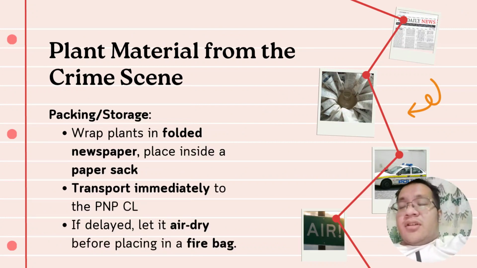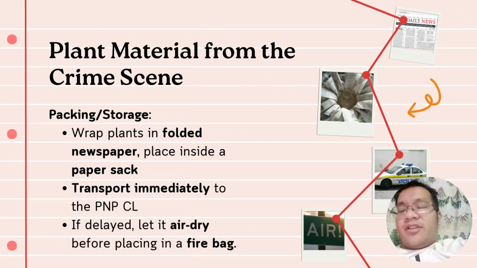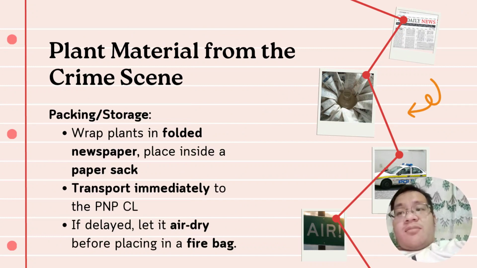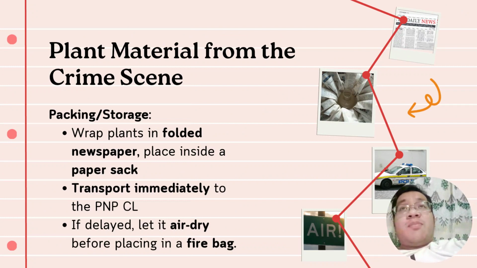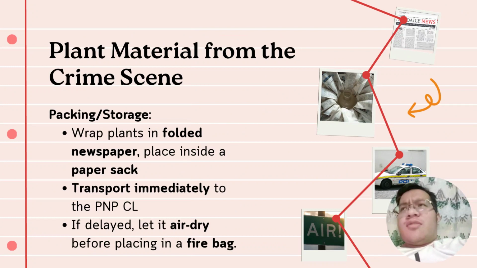This is the packaging and storage according to the PNP manual, wherein you need to wrap it in a folded newspaper and place it inside the paper sack. But the best practice here is still number two, wherein you need to transport it immediately to the PNP crime laboratory. Immediately, because in the transport of evidence, of course, the cover is number one, but this is number two, especially if it has liquid samples, biological samples, and so on and so forth.